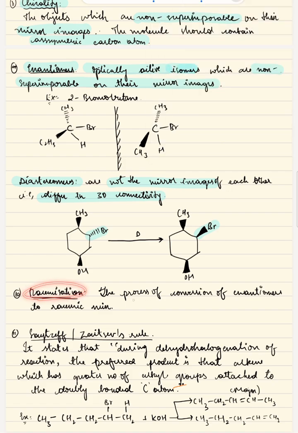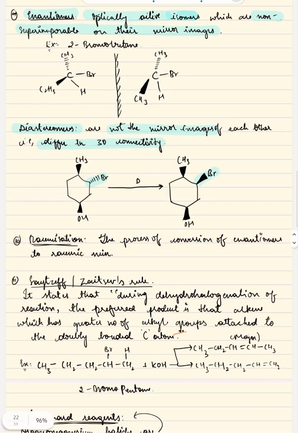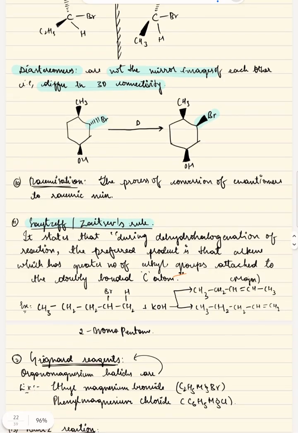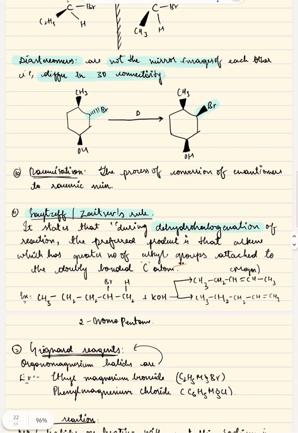Next is racemization, the process of conversion of enantiomers to a racemic mixture. Next is Zaitsev's rule. It states that during dehydrohalogenation, the preferred product is that alkene which has the greater number of alkyl groups attached to the doubly bonded carbon. Basically, dehydrohalogenation means the halogen, bromine or whatever is present, is removed, and the double bond is formed where the greater number of alkyl groups is present.